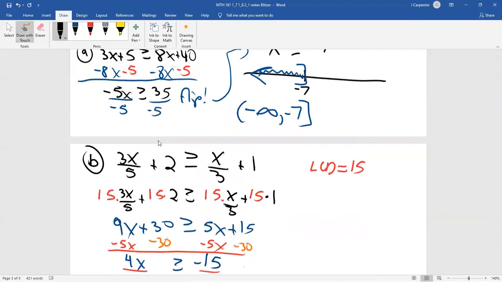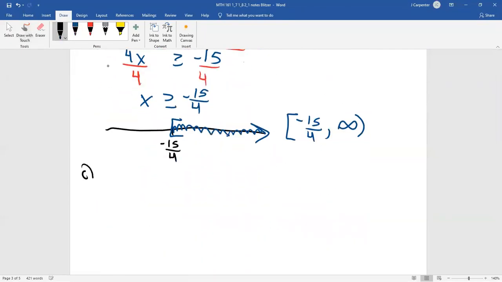So that was B, correct? Yes. So this will be C. And this is going to be 3x is less than 3x plus 2.